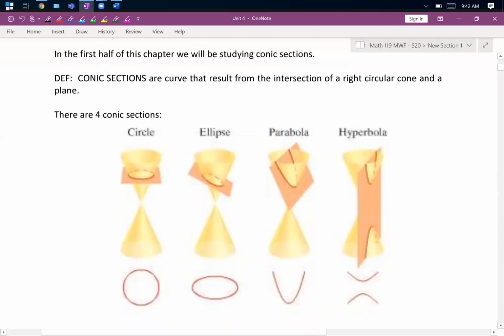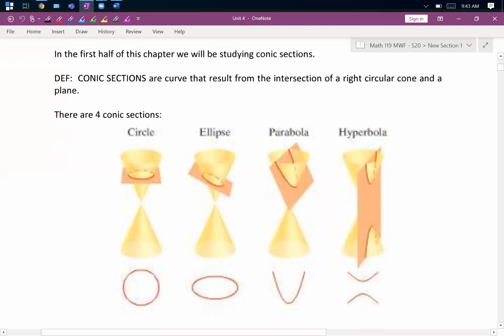A conic section, they're curves that result from the intersection of a right circular cone and a plane. So there are 4 different conic sections: circle, ellipse, parabola, and hyperbola. The circle happens when our right circular cone is intersected by a plane and the plane is parallel to the base. We're going to get this perfect circle. Although we're not really going to talk about circles in here because we've discussed that previously. We already know everything we need to know about circles.